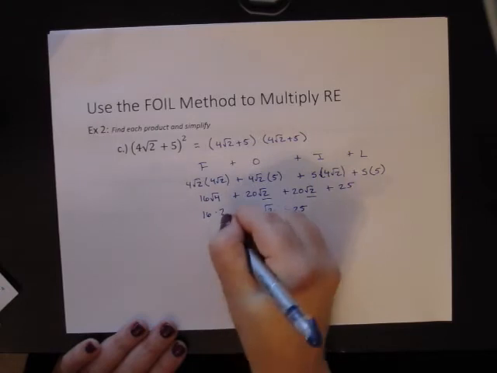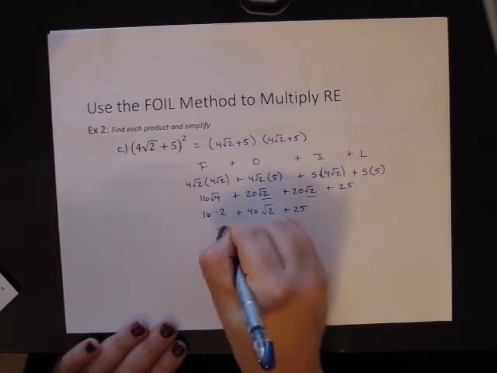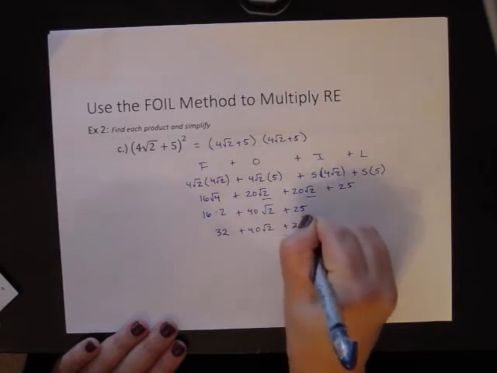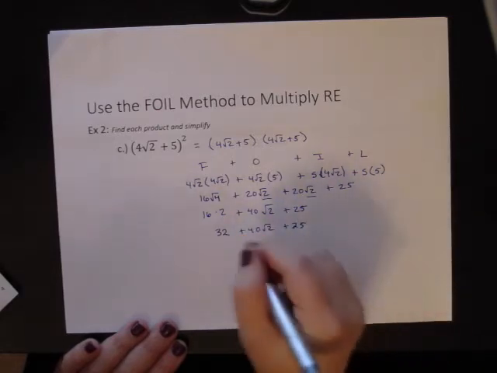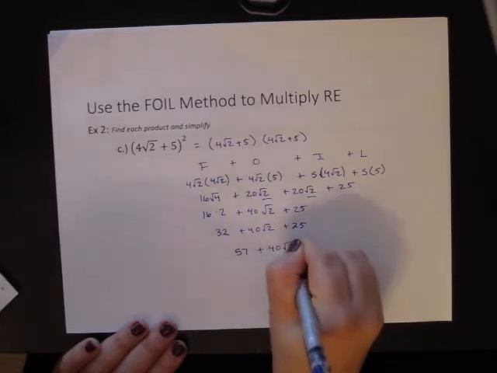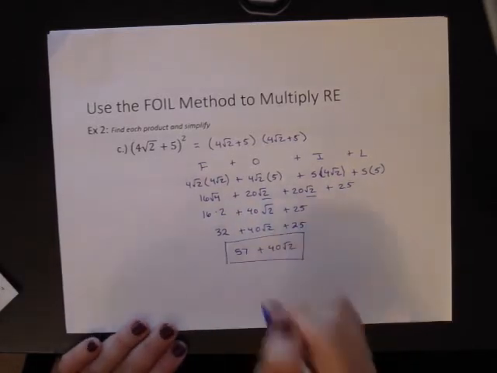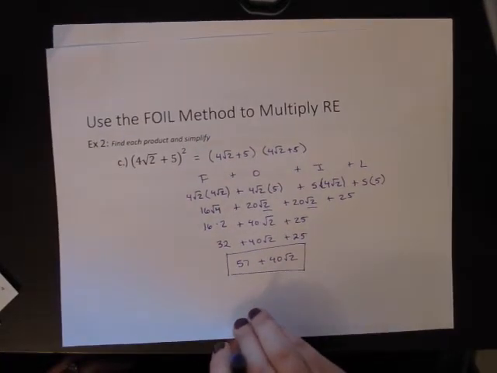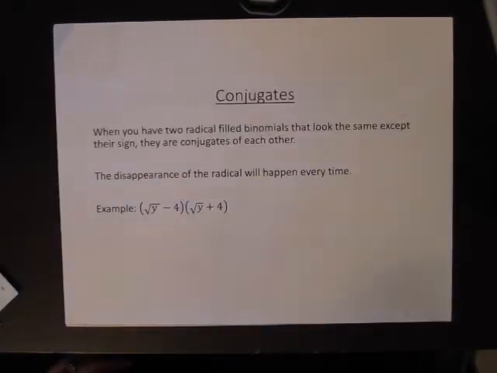Alright, 16 times 2 is going to be 32, plus 40 square root of 2 plus 25. And then 32 plus 25 is going to be 57 plus 40 square root 2. And that will be my final answer. So this is the FOIL method. Hopefully it helps.